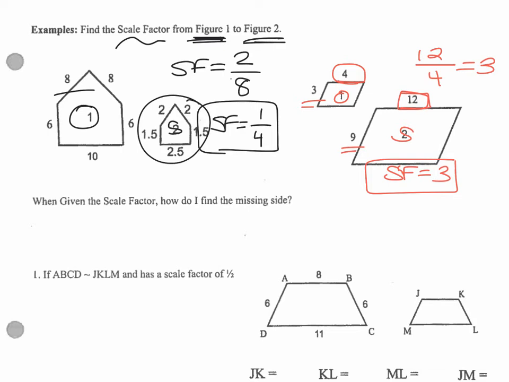And just so we can think about making sense, if we go back to the first example, going from figure 1 to figure 2, it's getting smaller, right? So since my figure is getting smaller, my scale factor is going to be a fraction. And if we look at this one, figure 1 to figure 2, it's getting bigger, which is why my scale factor is a whole number.